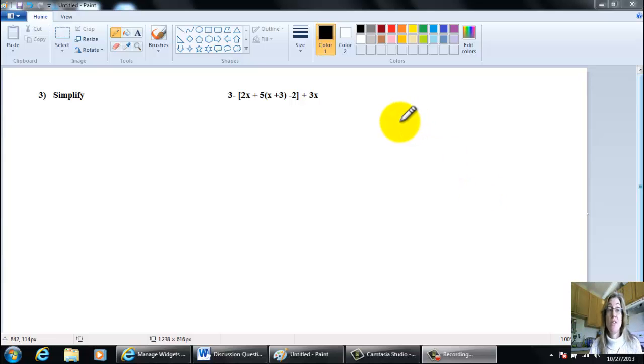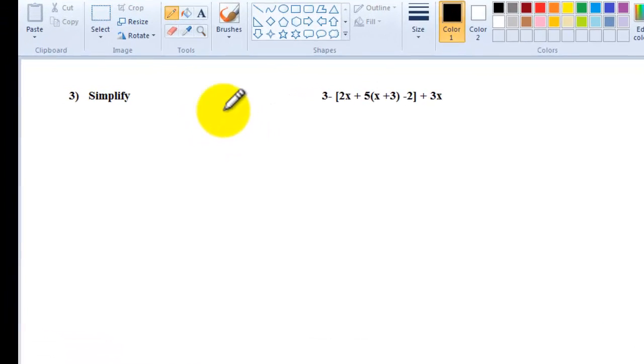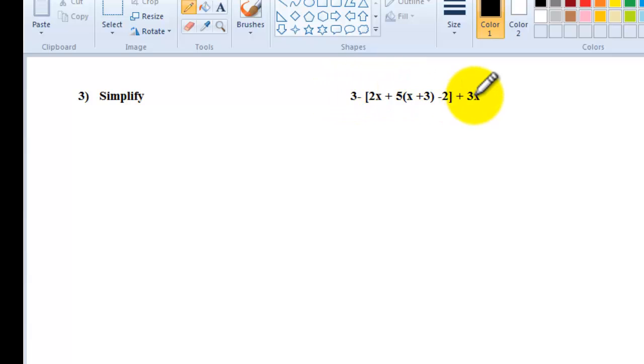All right, and this is question 3 from discussion 7, not from the worksheet, but from the discussion webpage. In this situation, you're simplifying this expression. You're not going to solve. You can't solve because you don't have this set equal to anything.